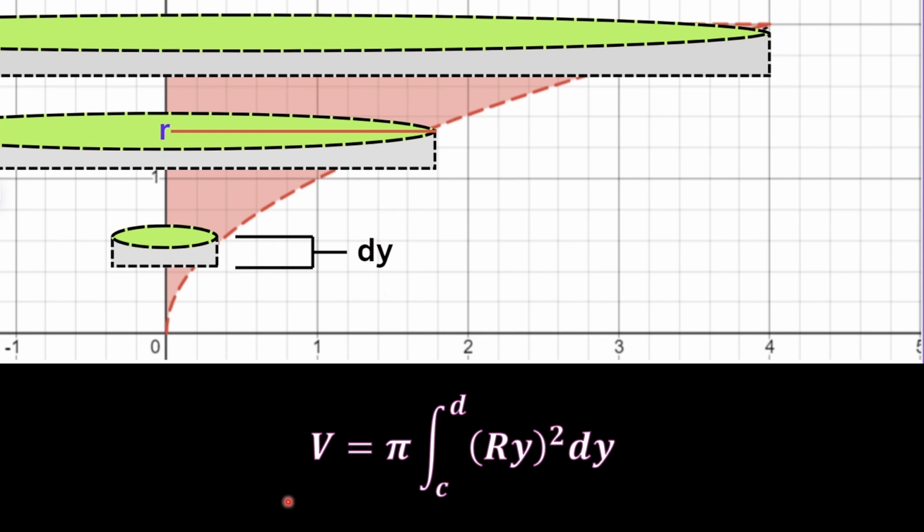V is equal to pi times the integral, with limits bounded by the graph, which are c and d, of the radius squared times dy. And you can tell that this formula looks pretty familiar, since it is actually derived from the cylinder volume formula, which is pi r squared h. So you can see that resemblance right here.